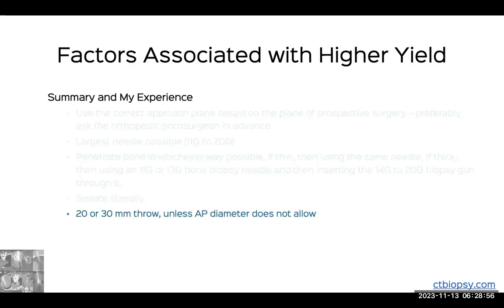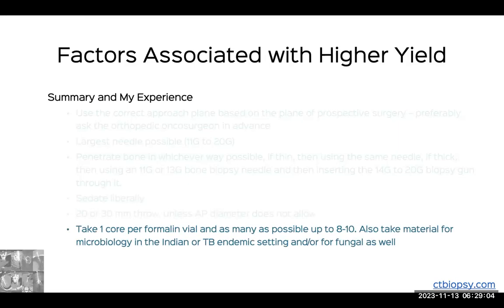and do the biopsy. Use guns with a longer throat, 20 or 30, unless the Z-axis or the AP diameter does not allow that. And take 1 core per formalin vial. This is what my pathologist has told me to do, so that each vial is a block, and therefore even the pathologist in their enthusiasm will not exhaust the blocks just to get a diagnosis and do immunohistochemistry, because then you're using each block judiciously. So you use a couple of blocks for histopath, maybe 1 or 2 blocks for immunohistochemistry, and the rest are left over for further studies as and when required.